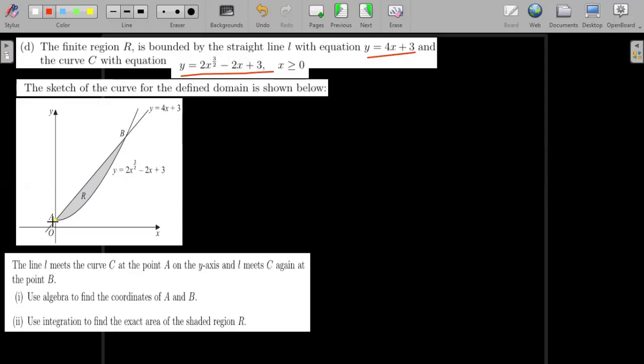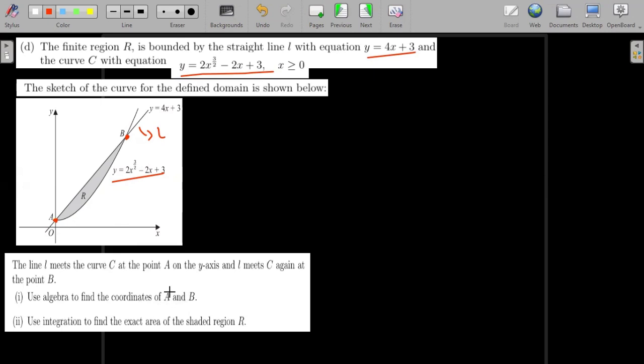So you can see this straight line here is the one they are calling L. And then we can see this curve that comes like that, which is given by this equation. They are further on saying the line L meets the curve at the point A. So this is the point A there, on the y-axis, and L meets C again at the point B. So that's the point B. So the first question is, use algebra to find the coordinates of A and B.